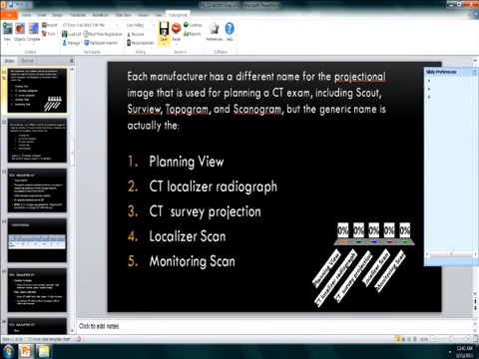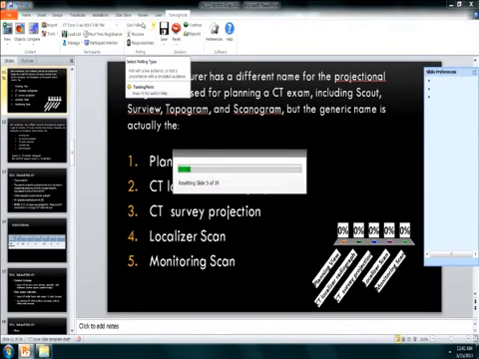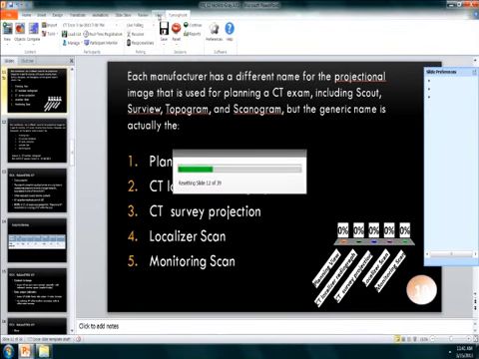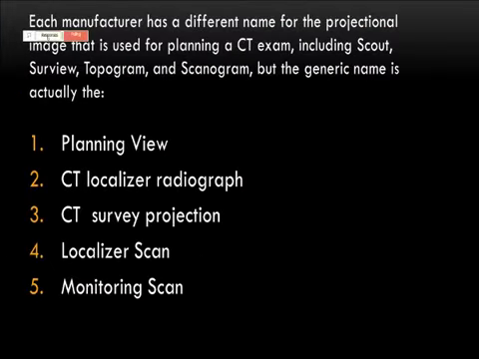So each manufacturer has a different name for the projectional image that is used for planning the CT exam, including Scout, Surview, Topogram, Scanogram. But the generic name is actually the planning view, the CT localizer radiograph, the CT survey projection, the localizer scan, or the monitoring scan.